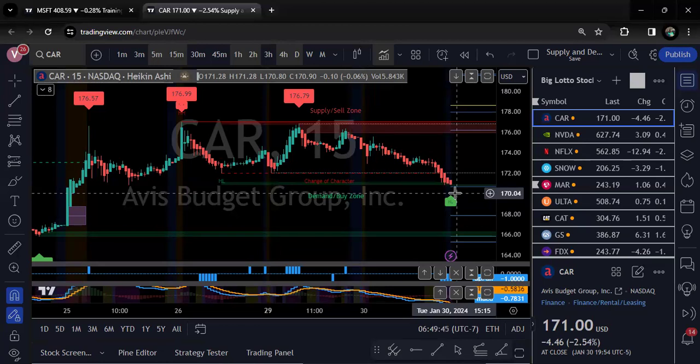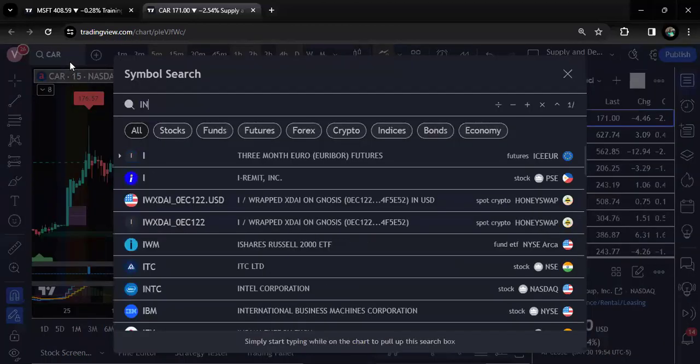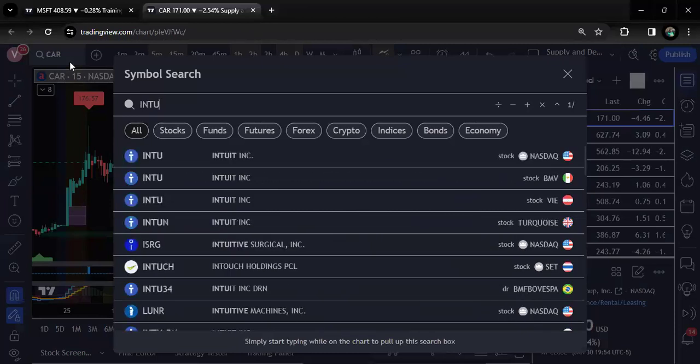Okay. Now you can see also Intuit. So if you want swing plays, that's how you can find those swings.